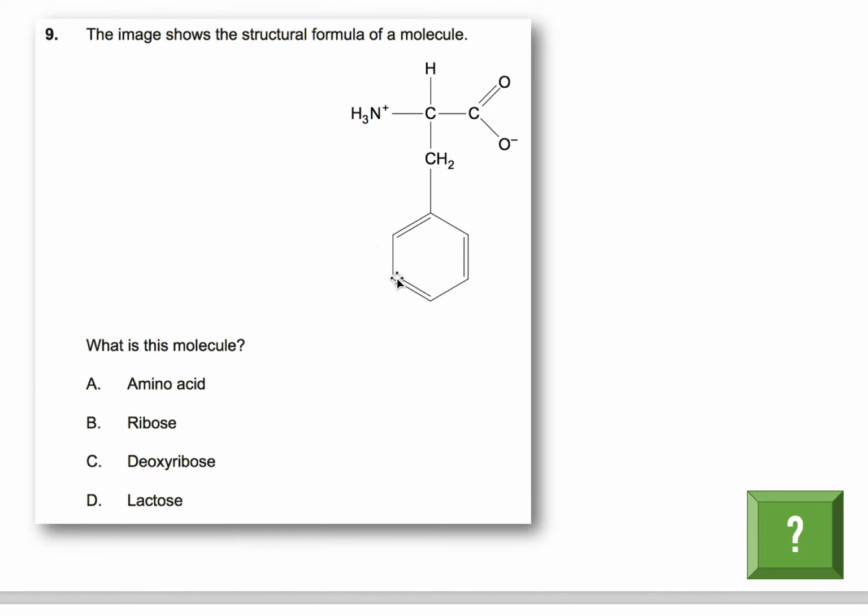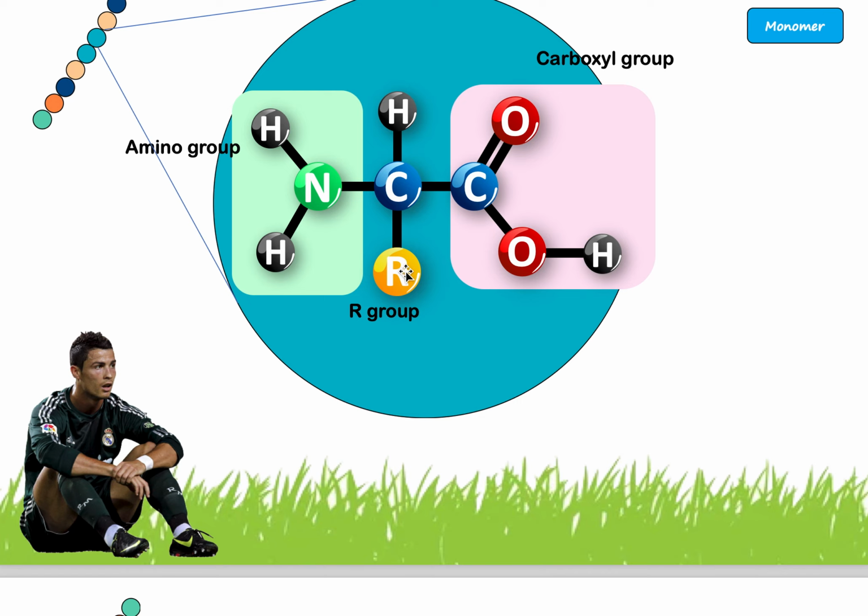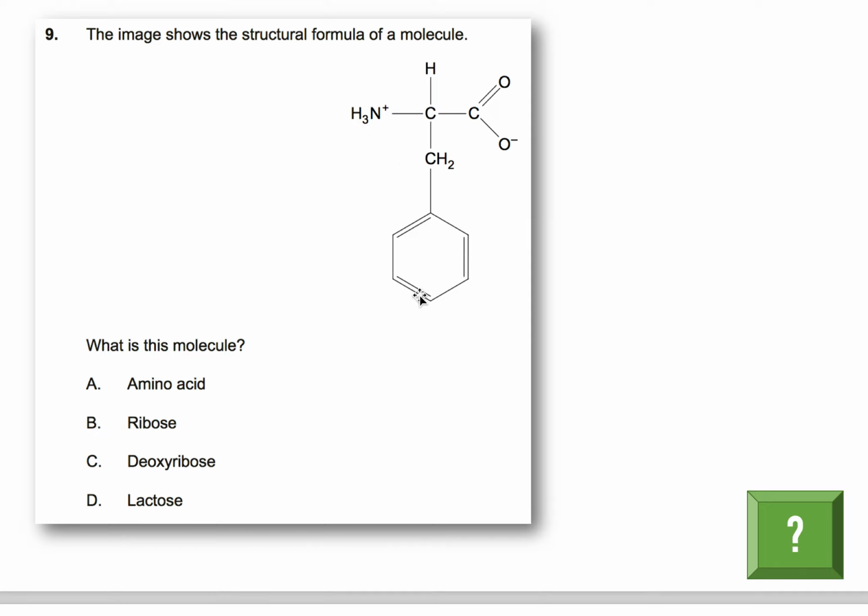So notice this thing here. This is the R group. Remember we talked about an R group. I said that it can represent any sort of molecule. So this is an example, okay? Another molecule can be here as well. So this is the R group. So this is obviously an amino acid.